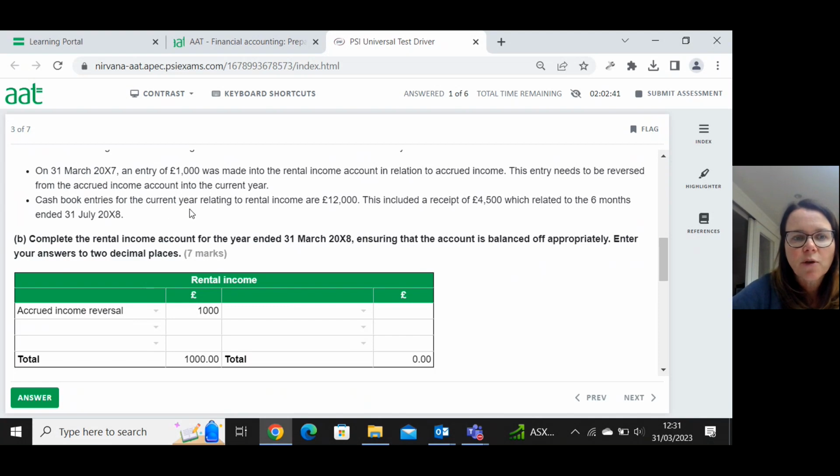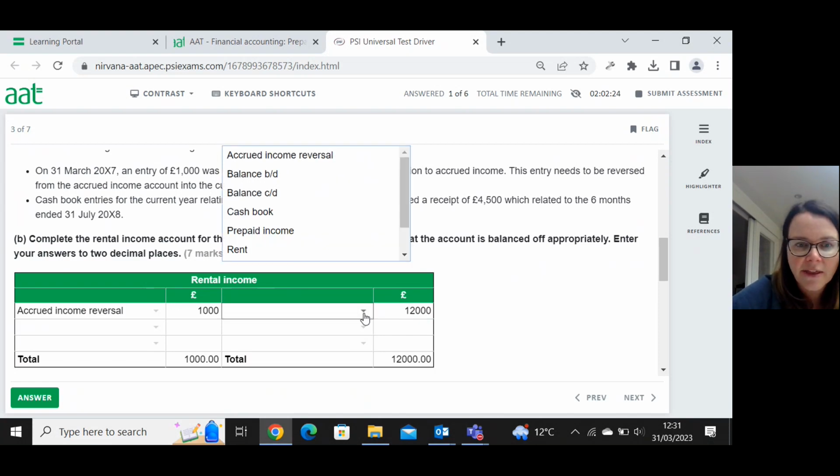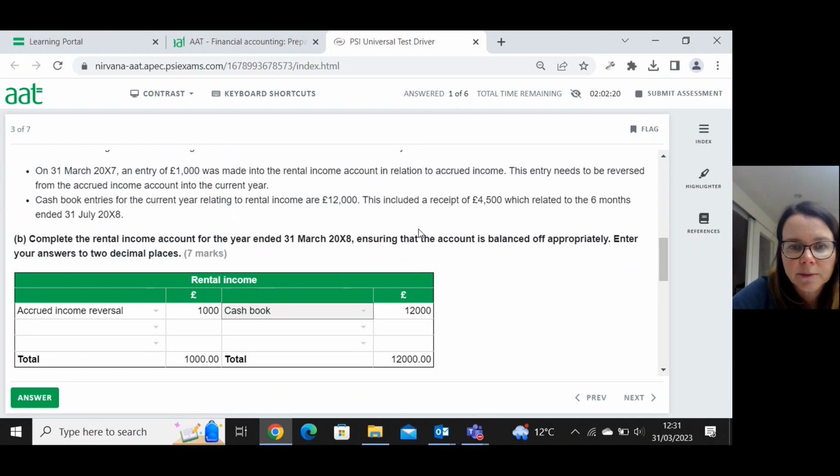Cash book entries for the current year are £12,000. All right, so this is our second step. So this is rental income, so cash book entries will be debit the bank, credit the income. So the 12,000 needs to go in there as a credit, with the other side being the bank. So cash book.